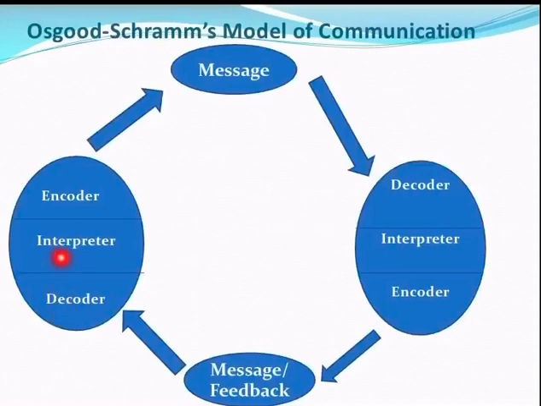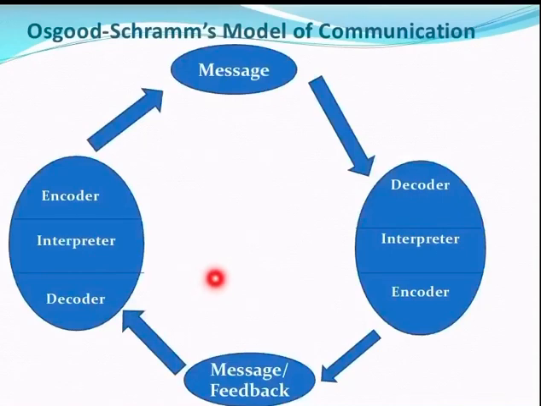The new decoder will decode and interpret the message and then encode another new message and send it back. Now the other party will again interpret the message and then encode a new message and send it back. So this is how communication goes on. That's why it is called the circular model of communication.